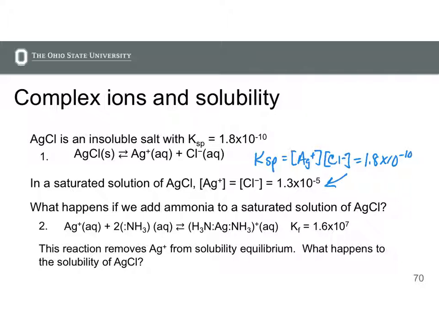What happens then if we add ammonia to a saturated solution of silver chloride? What do you expect to happen to the solubility? Increase, decrease? So we're going to add ammonia to a solution of silver chloride. Silver ion can react with the ammonia to form the complex ion. So what happens to the solubility of silver chloride? It's going to increase, right?